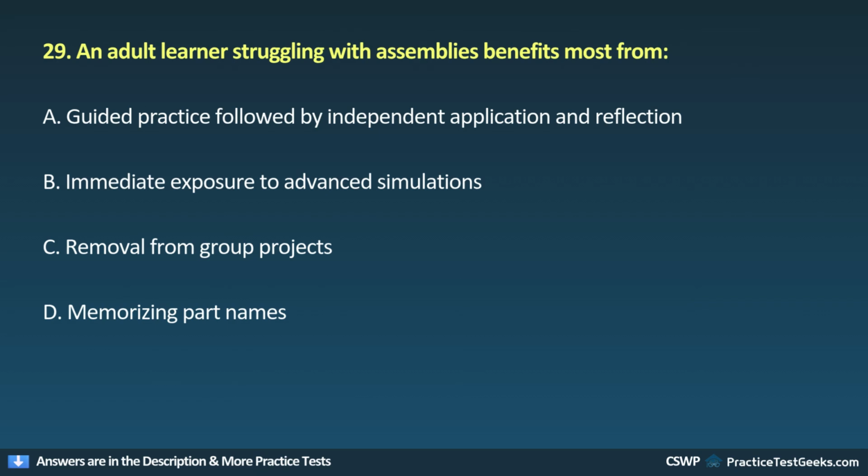29. An adult learner struggling with assemblies benefits most from: A. Guided practice followed by independent application and reflection. B. Immediate exposure to advanced simulations. C. Removal from group projects. D. Memorizing part names.